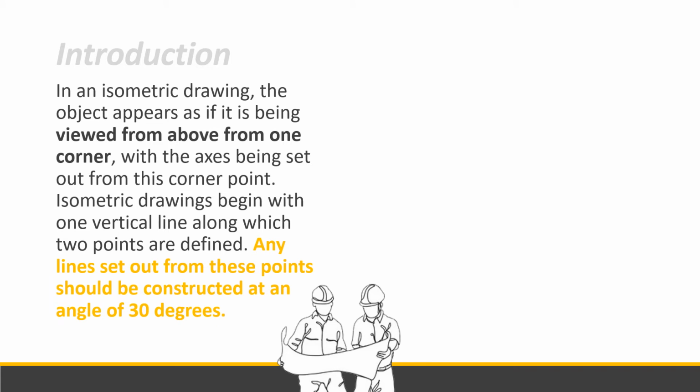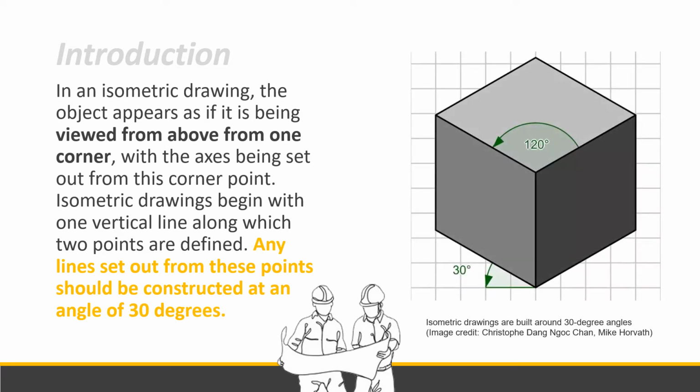In an isometric drawing, the object appears as if it is being viewed from above from one of its corners. This is an example of an isometric view of a cube with the axes being set out from the corner point. Isometric drawings begin with one vertical line along which two points are defined. This line is the vertical line.